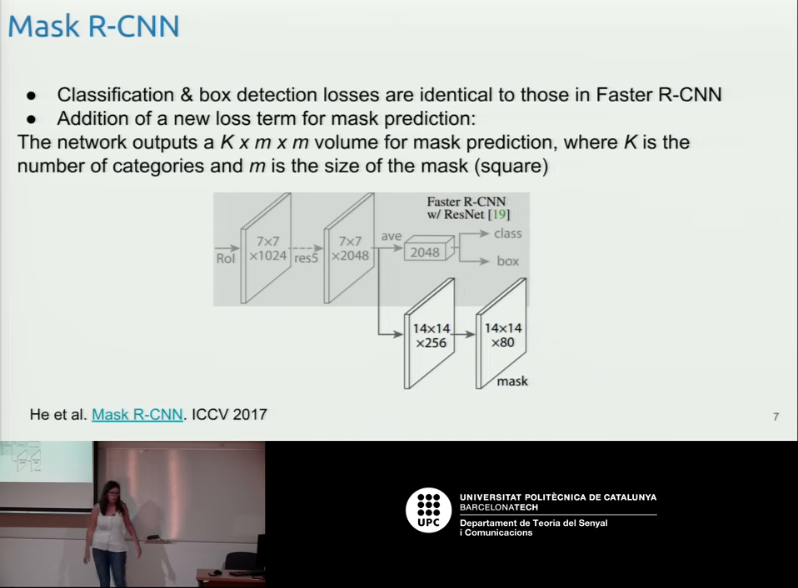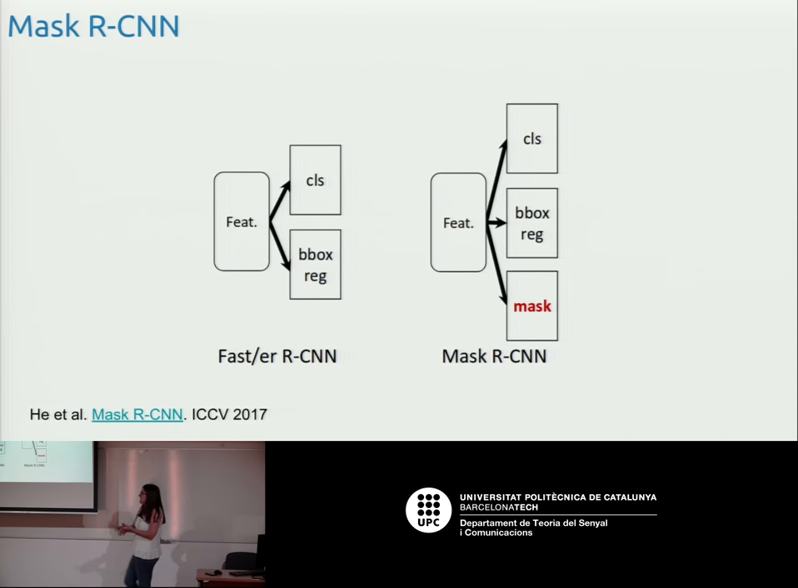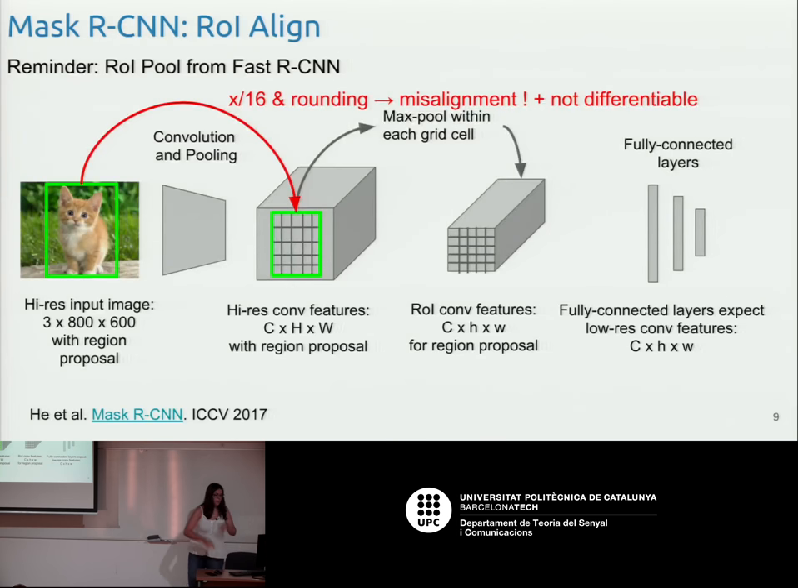And here you have your mask loss. So yeah, the main difference is exactly this. Instead of having just two branches, you have three branches with the mask. There's another difference. Remember that I told you about this ROI pooling operation.